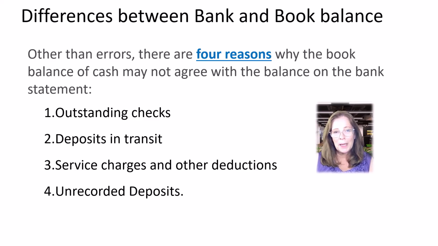Before we prepare the bank reconciliation, let's recap the most common reasons why the cash balance in the company's accounting records does not agree with the balance shown on the bank statement. The first reason is outstanding checks. These are checks that have been issued and recorded in the company's general ledger but have not yet cleared the bank. For example, a company may issue several checks on the last day of the month, but the recipients may not deposit or cash them until the following week. And as a result, the checks appear in the company's records but not yet on the bank statement.